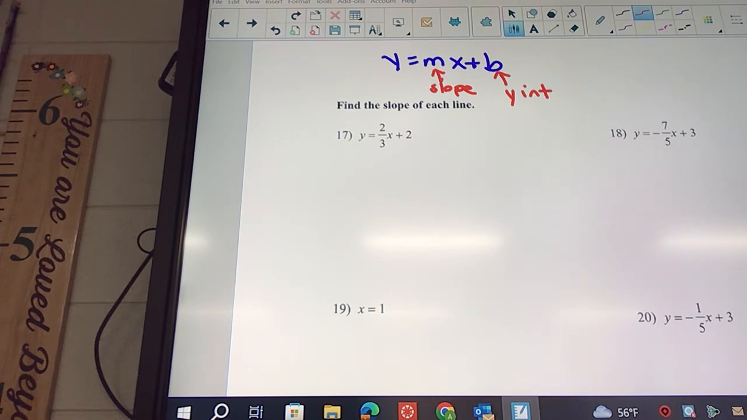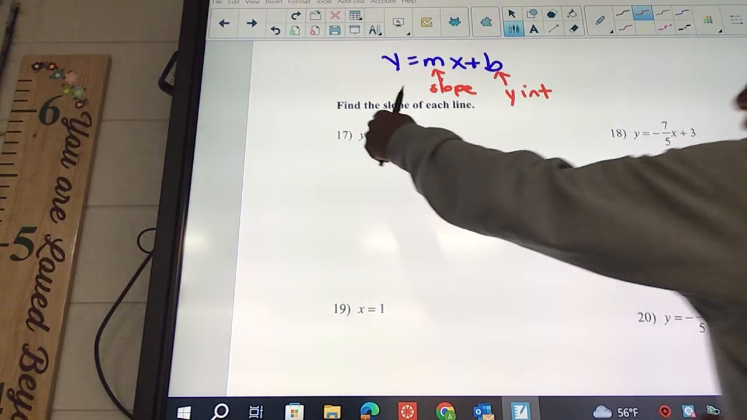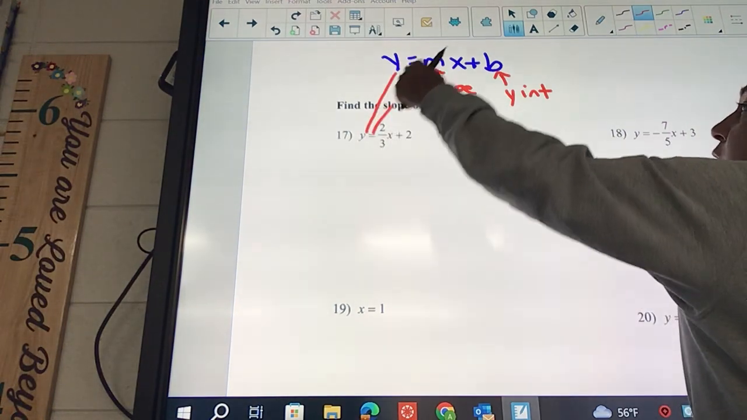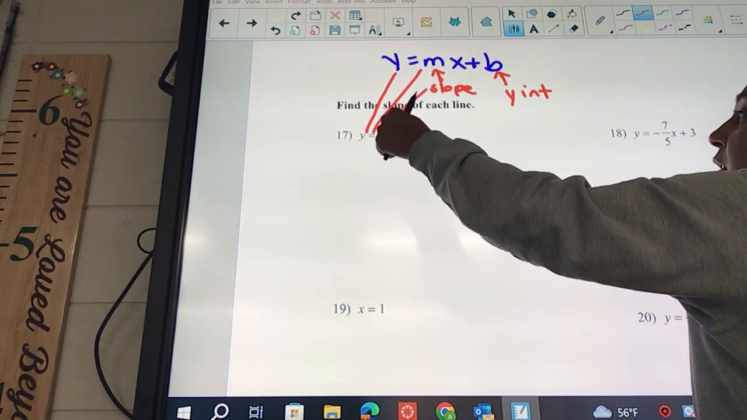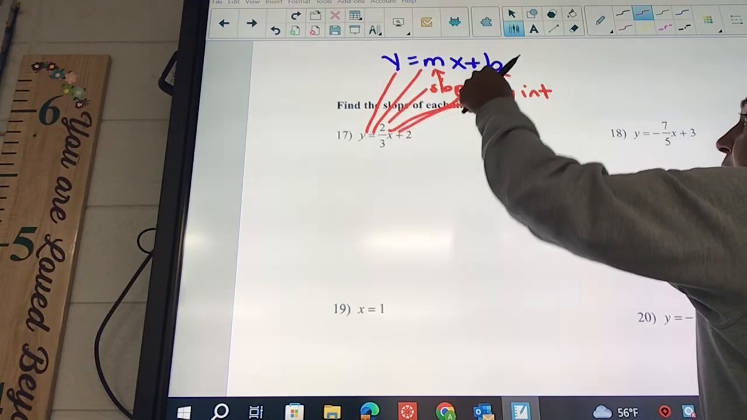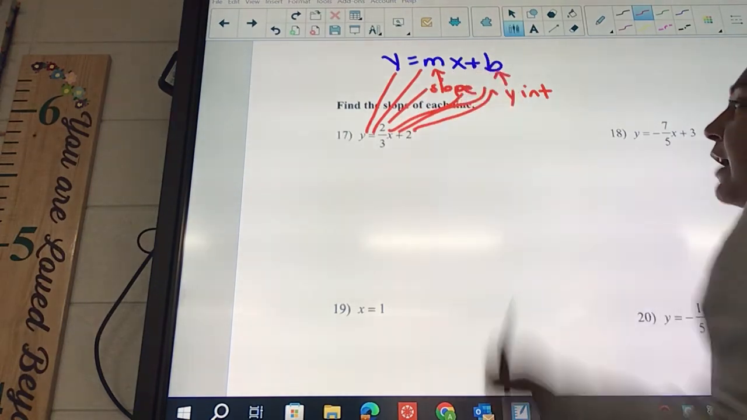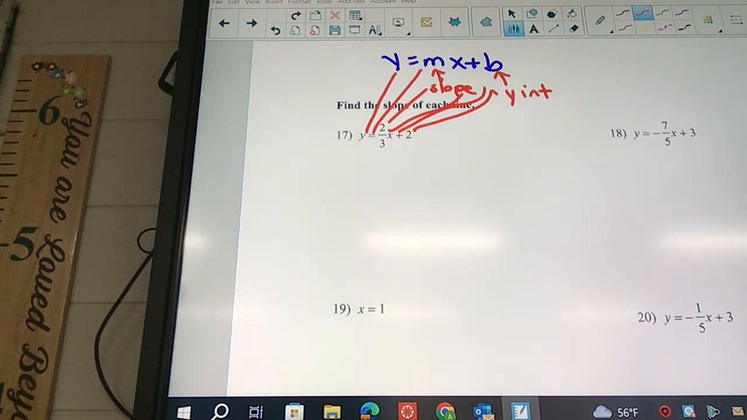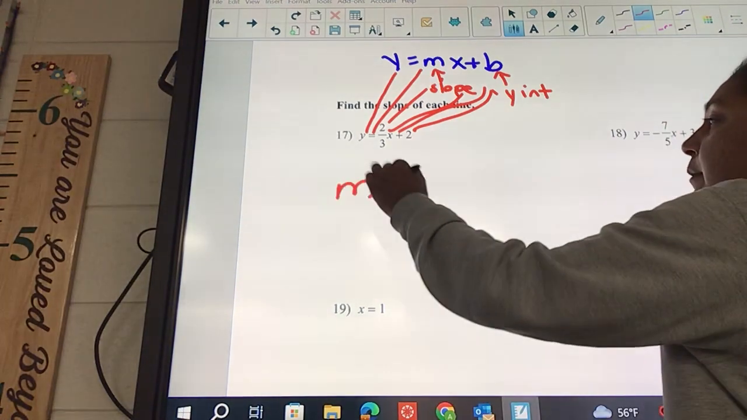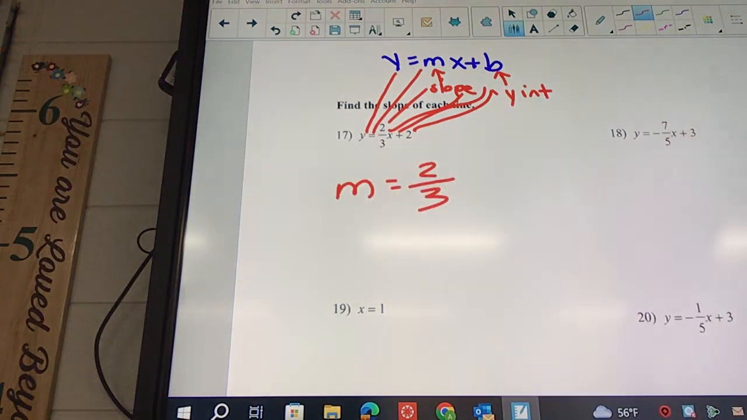So if we're looking at number 1, notice how the y matches up, the equals matches up, the slope matches up, the x matches up, the plus matches up, and the 2 matches up. Everything perfectly matches up in that formula. And so what is in the m spot? 2/3. So you're just going to say m equals 2/3.